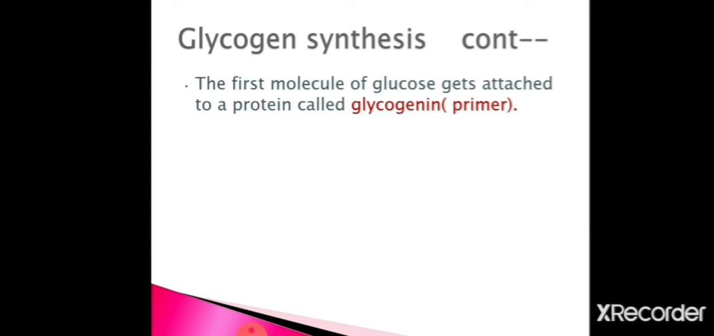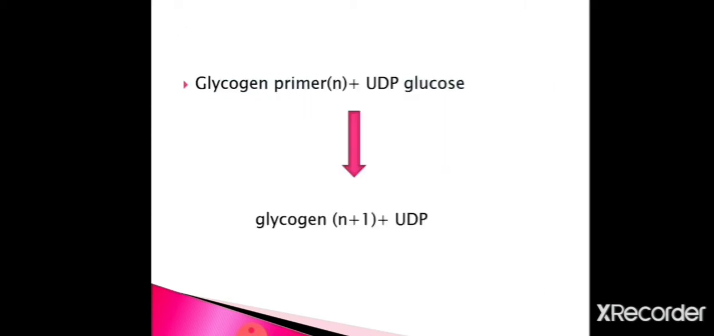So the glucose moiety from UDP glucose is transferred to the glycogen primer. The glycogen primer is glycogenin, which accepts the glucose unit. This primer is made up of a protein carbohydrate complex, and it is a dimeric protein, which means it has two identical monomers. This reaction is catalyzed by glycogen synthase.